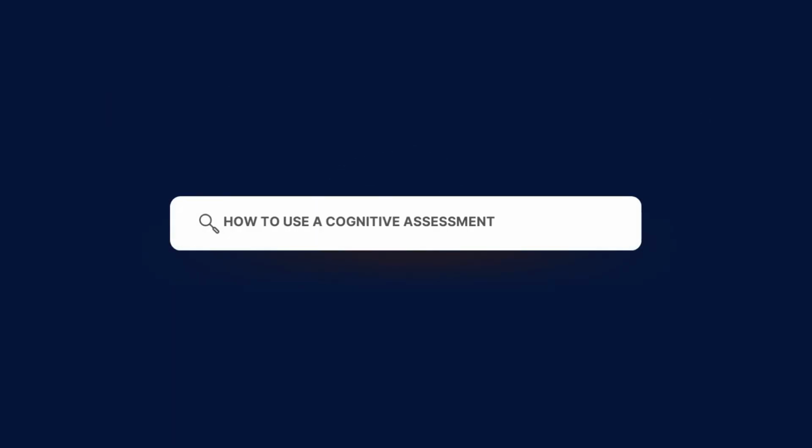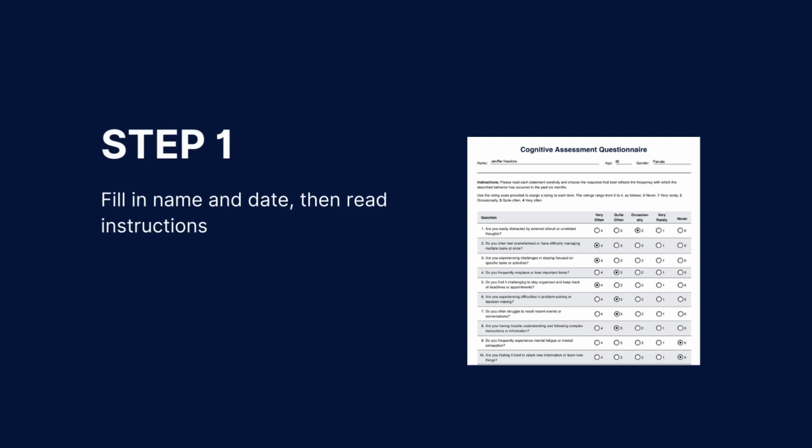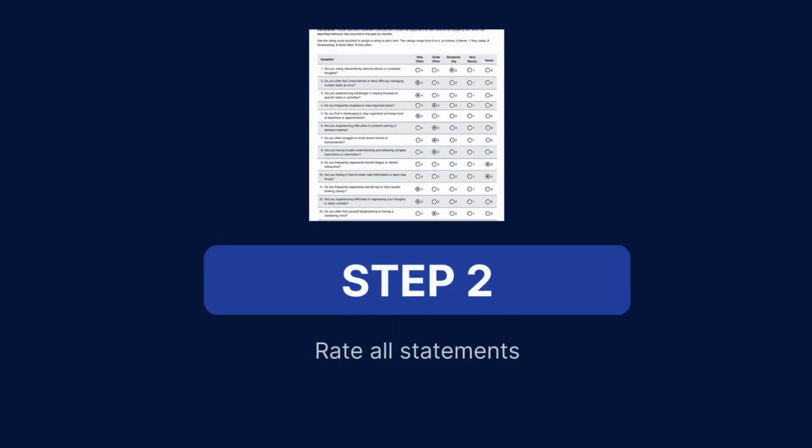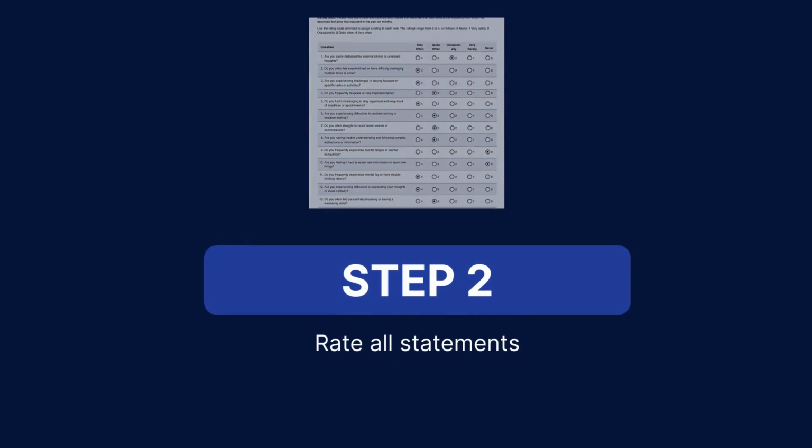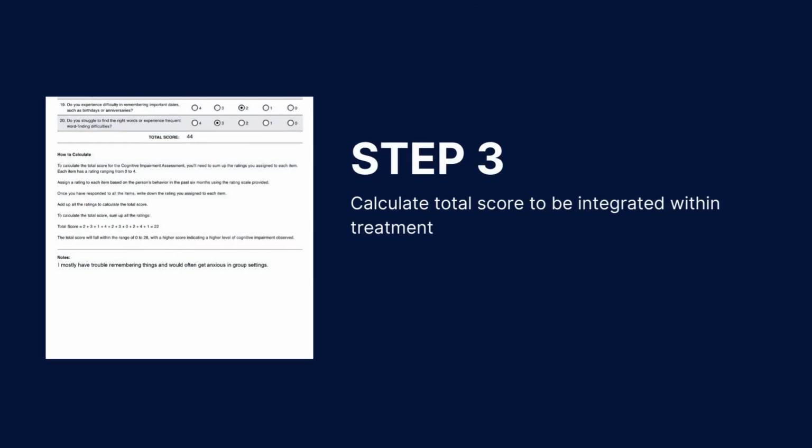Here's how to use a cognitive assessment questionnaire. The first step is to fill in the name and date and then read the instructions listed. The client will then need to rate all statements accordingly. Finally, calculate the total score to be integrated within treatment.